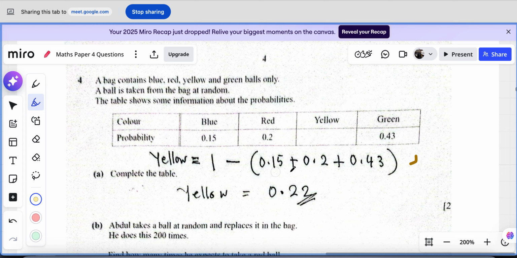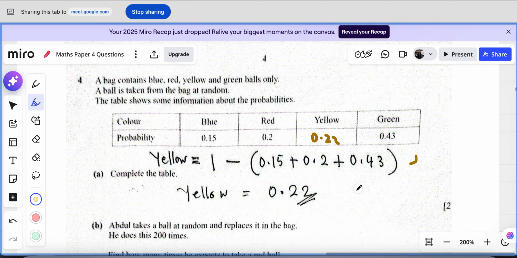So when you say 1 minus the total here, you get 0.22. So yellow will be 0.22. Yellow probability will be 0.22. So that will be the probability for this one. Is that okay?